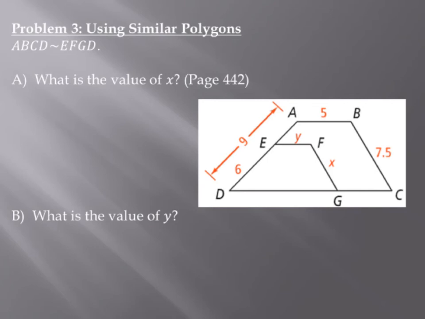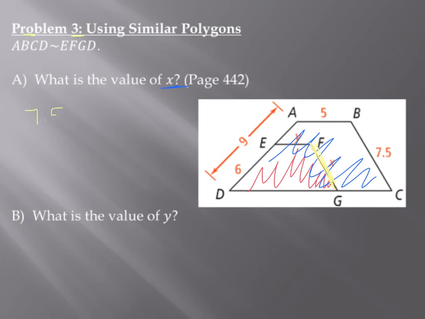So now I say that I have two similar polygons and I want to set up proportions to help me solve this. First, I'm looking at this smaller trapezoid compared to this larger trapezoid. I'm looking for just x. So if I look at x right here, x is in the same spot as FG. So if I look at FG is the middle two letters, so I'm going to have BC and FG make a ratio. So BC is going to be 7.5, and x is going to be on the bottom.